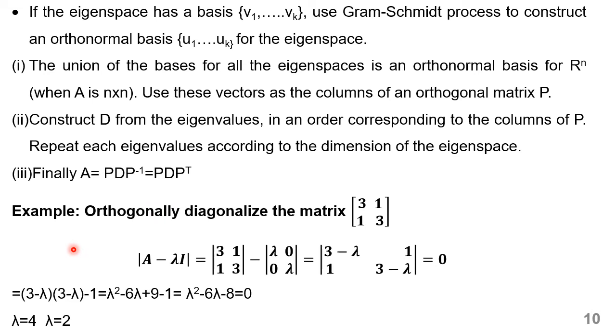Let us try to understand this procedure using an example. I have considered here the symmetric matrix whose elements are 3, 1, 1, 3. The characteristic polynomial is A minus lambda I, that is 3, 1, 1, 3 minus lambda, 0, 0, lambda, which gives me 3 minus lambda, 1, 1, 3 minus lambda equal to 0. When I simplify this, I am going to get two eigenvalues, lambda equal to 2 and lambda equal to 4. Using these eigenvalues, we have to get the eigenvectors.